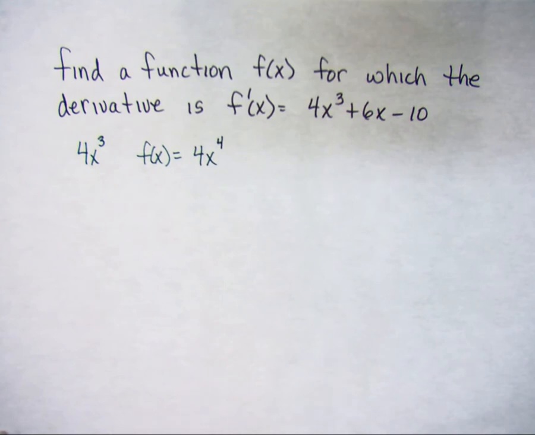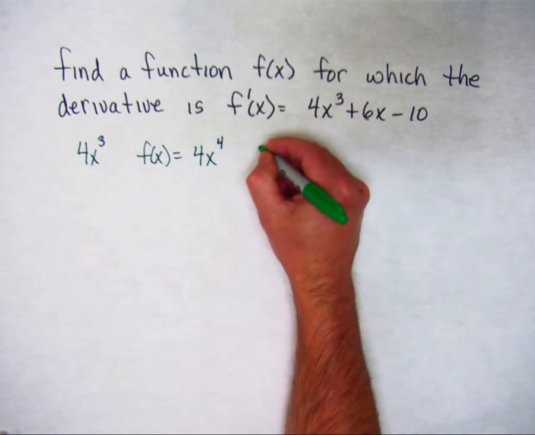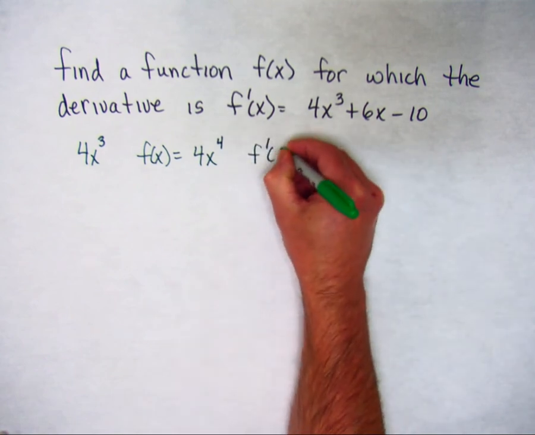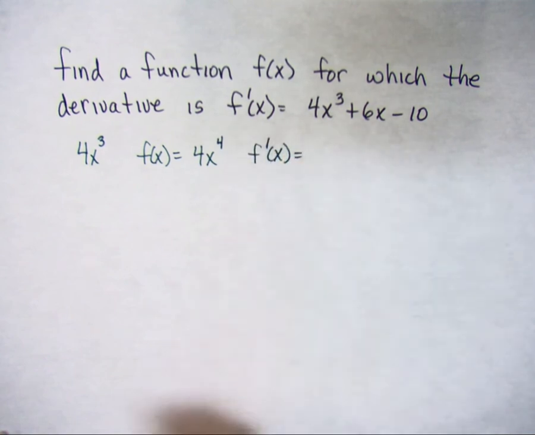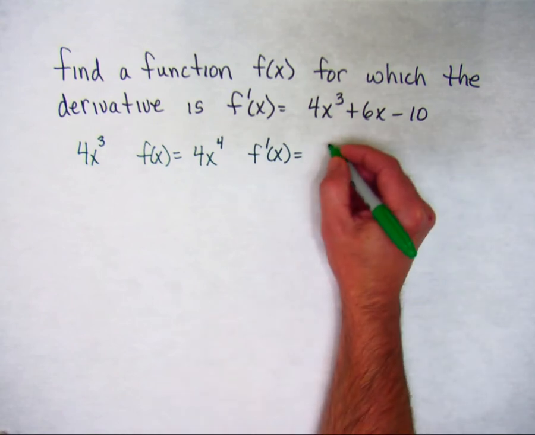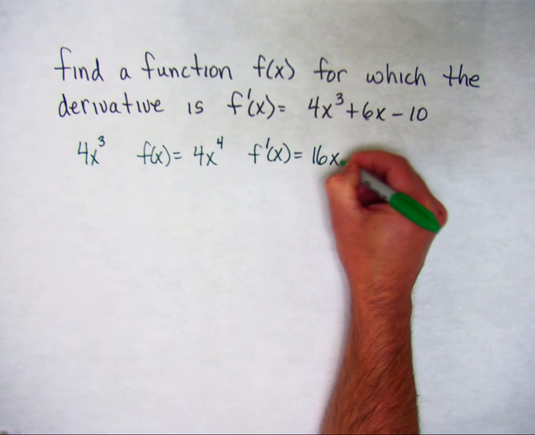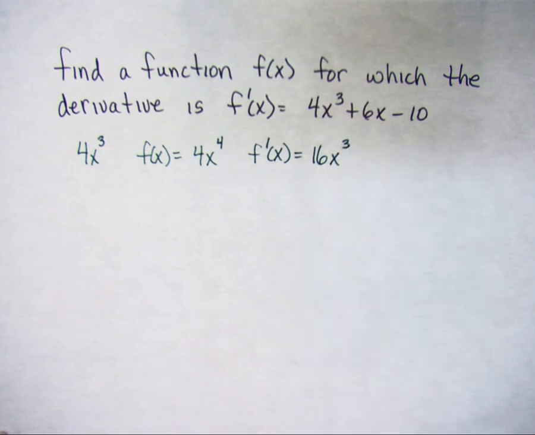Now I can quickly verify whether that's correct or not by taking the derivative. If I take the derivative of f prime using the power rule and the constant times a function rule, the 4 gets multiplied out front and I subtract 1 from the exponent. So if the original function had been 4x to the 4th, then the derivative f prime would have been 16x cubed. But of course, I didn't want 16x cubed, I wanted 4x cubed. 4x cubed is smaller by a factor of 1/4.